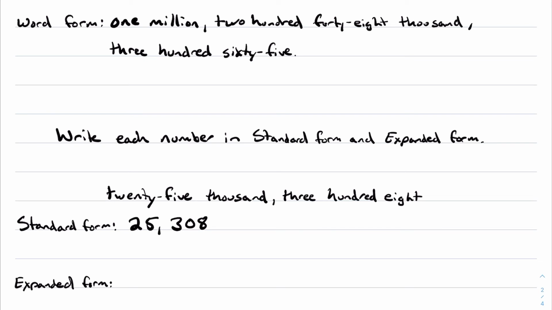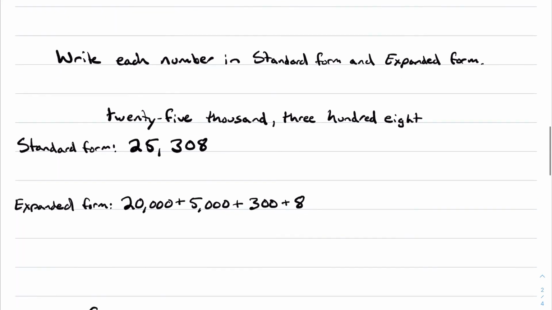Okay. Then in expanded form, we're going to just take that number and break it up. So we have 20,000 plus 5,000 plus 300. Now we don't have a digit in our tens, so we can leave that blank, plus 8.